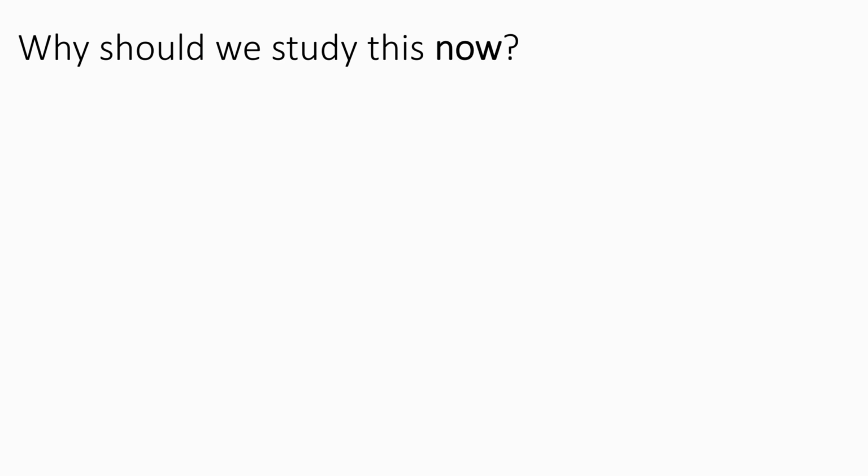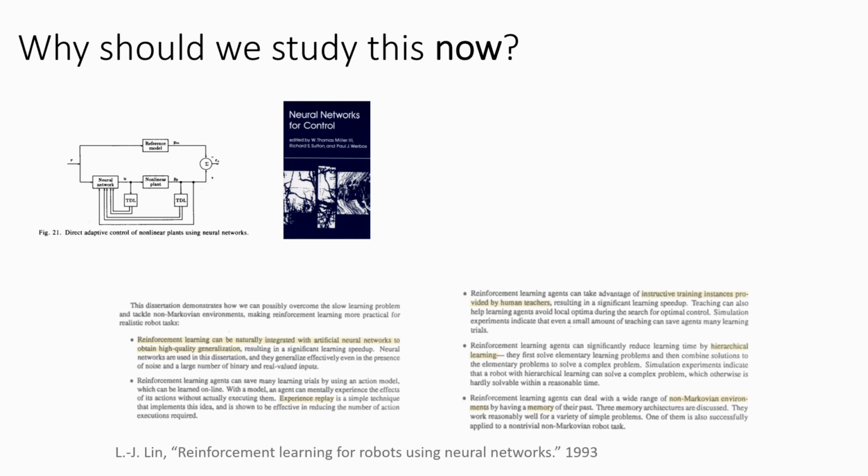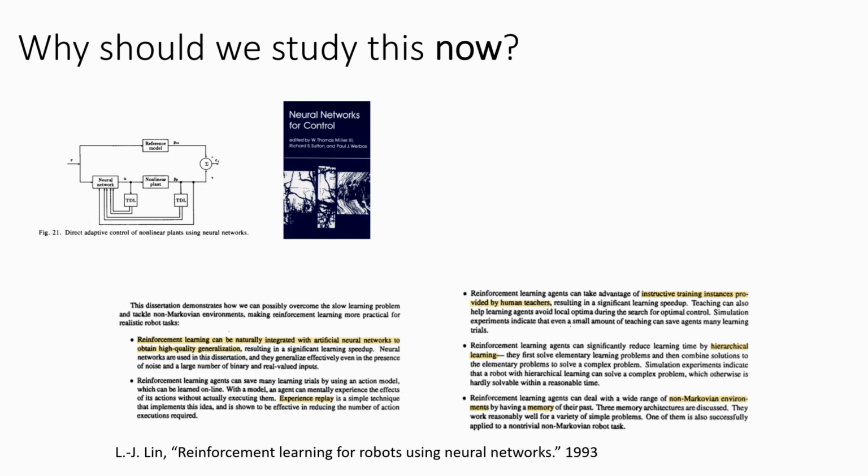That said, a lot of the basic ideas behind deep reinforcement learning algorithms have actually been around for quite some time. There are books, for example, on using neural networks for control going back to the 80s and 90s. This is an excerpt from a PhD thesis written in 1993 that actually has a few ideas that we would basically consider cutting-edge research topics today. For example, one of the things that this PhD thesis says is that reinforcement learning can be naturally integrated with artificial neural networks to obtain high-quality generalization. So that's obviously something that we're doing a lot of these days.